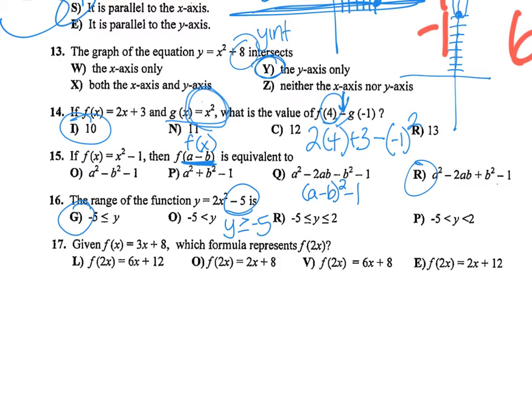And then finally for number 17, okay, here's where we're at, right? So this 2x is what I'm going to plug in for x. 3x plus 8, right? 6x plus 8. My answer is going to be V.